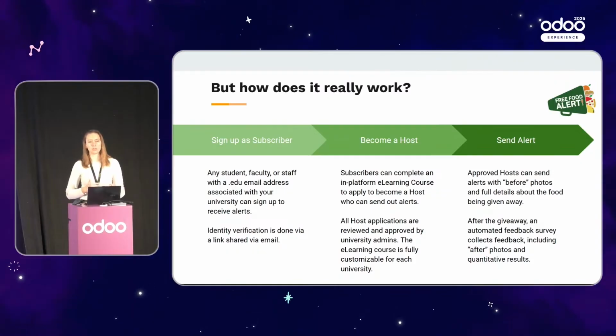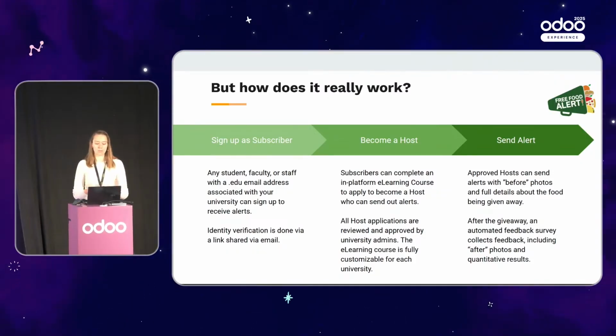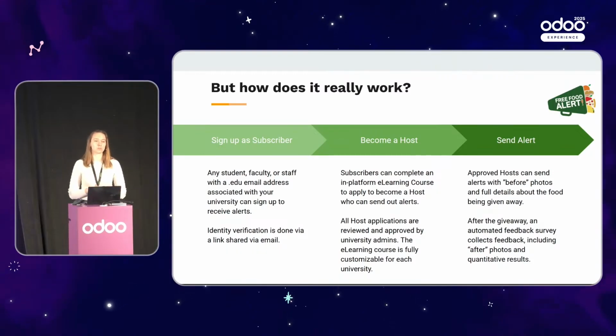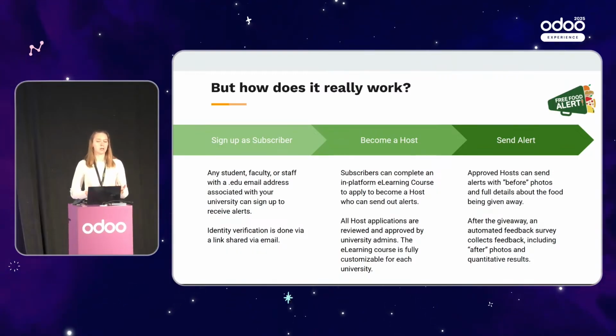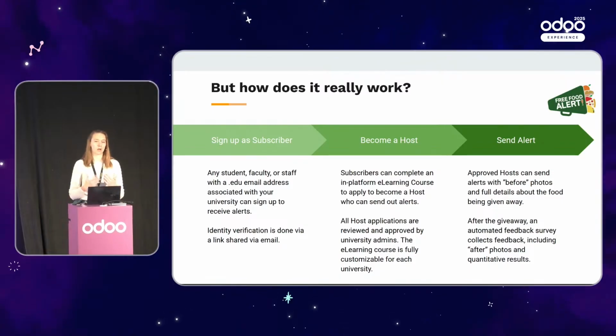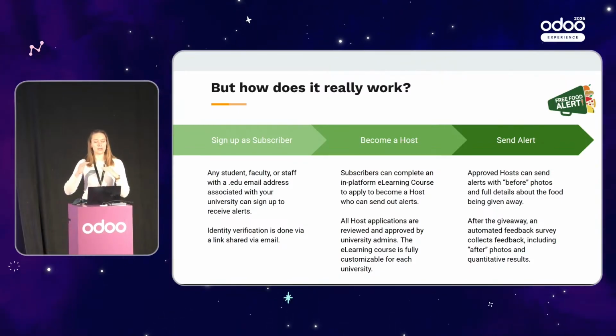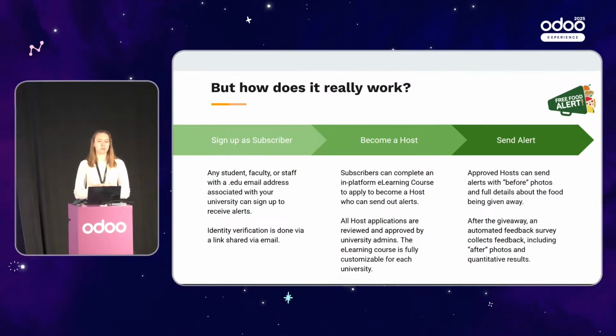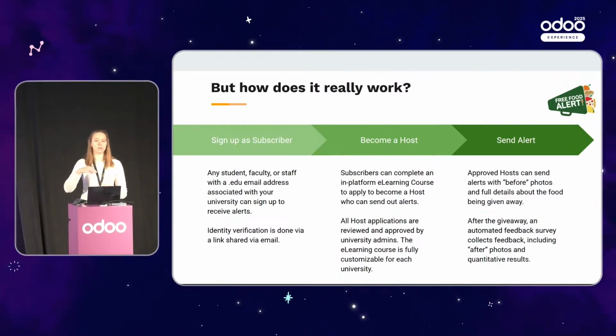The hosts are actually the users that have additional permissions and can send out alerts via email and the mobile smartphone push notifications. In order to apply to become a host, a user needs to complete an e-learning course within the platform, which basically explains to them what that role and responsibilities looks like. This e-learning course also includes really important food safety information. In the default course that we recommend to universities, we include the national foodsafety.gov guidelines, but every single university administrator can actually customize their own e-learning course.